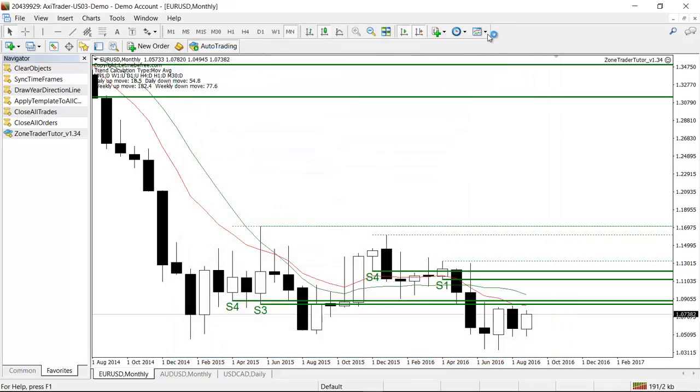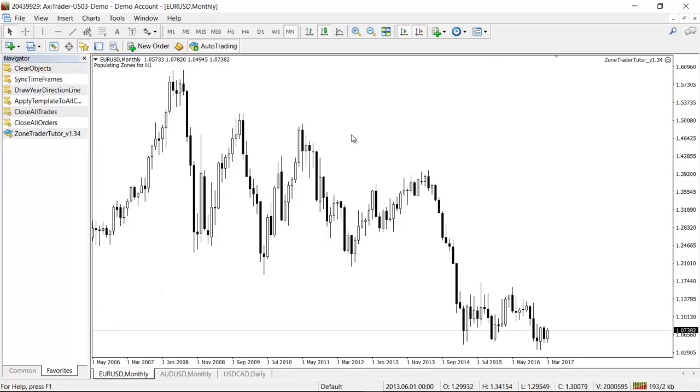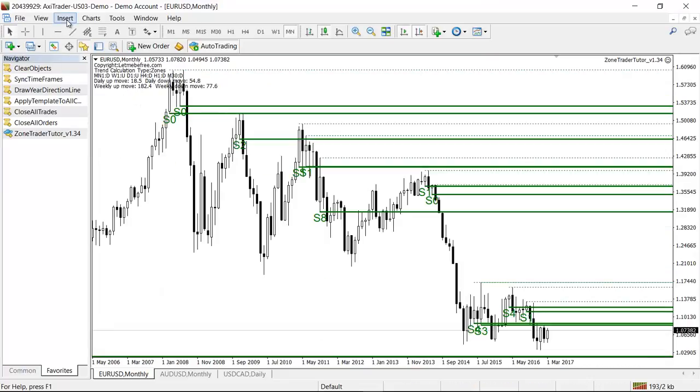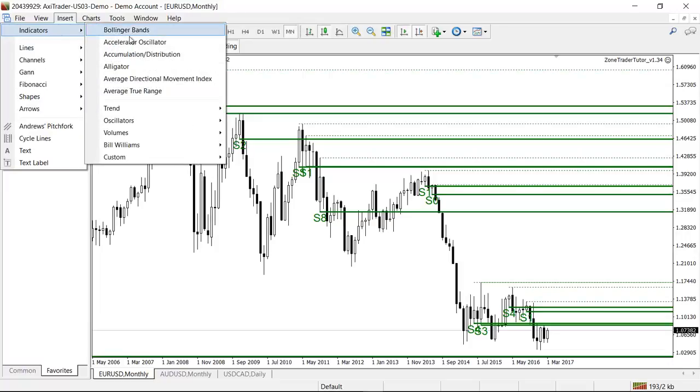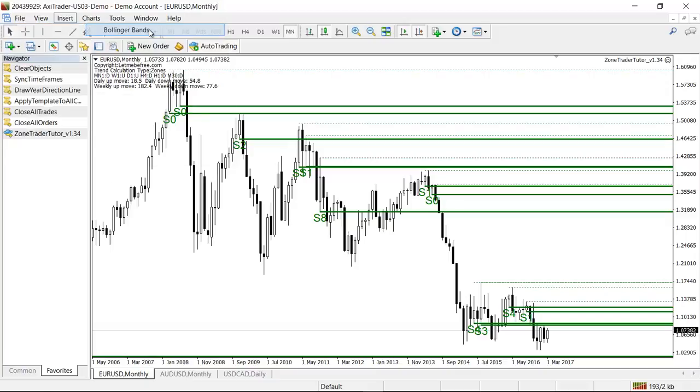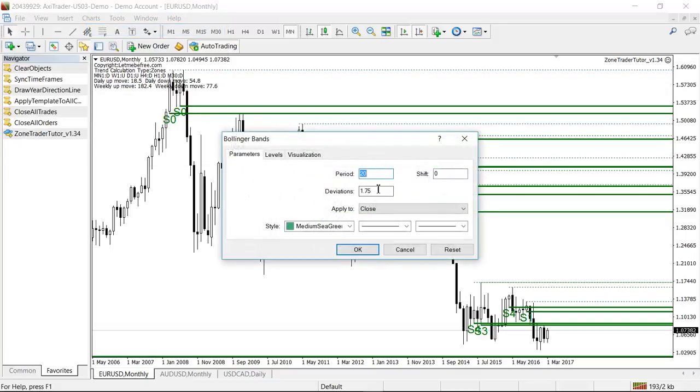I'm just going to come back and apply my baseline, or my baseline 2 that we saved earlier, just take it back to start. I'm going to insert a Bollinger Band and give you another demonstration of how we incorporate technical indicators against zones, just to help our trading and add confidence to our trades. I'm going to add the 2 standard deviations, 20 period, which is the default setting normally in MetaTrader.